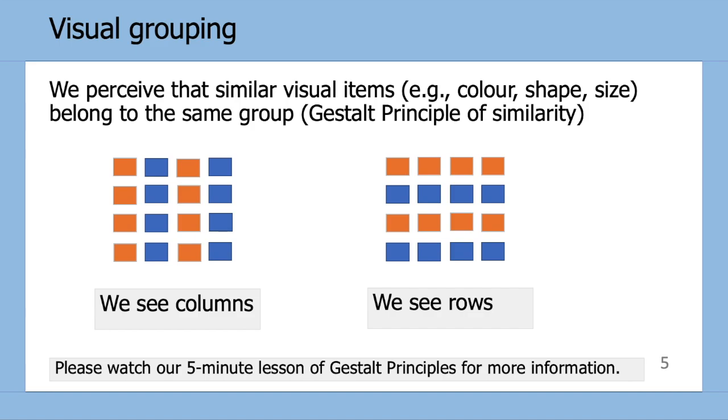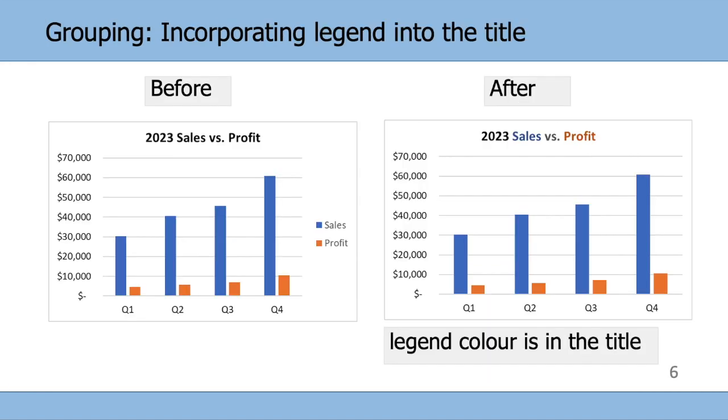This is just one Gestalt principle. If you are interested in learning about the other principles, please watch our 5-minute lesson that specifically covers the Gestalt principles. So here is an example of using color for grouping purposes.